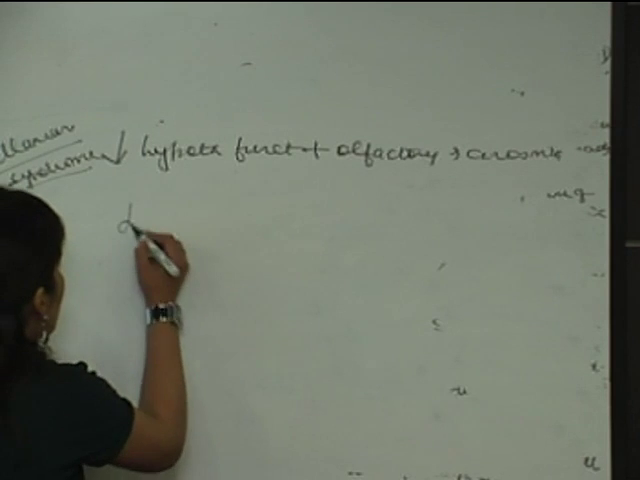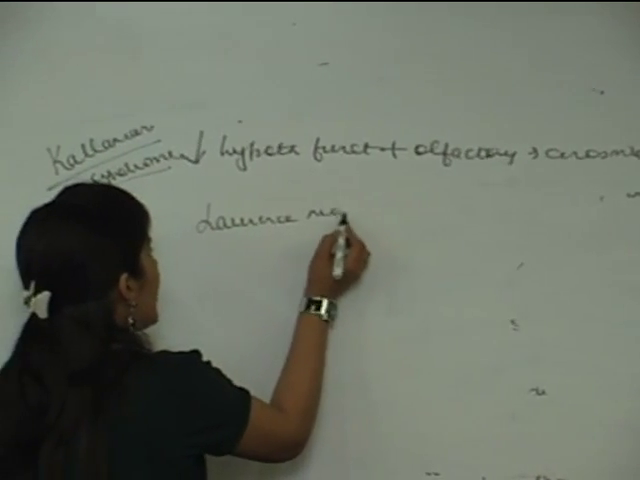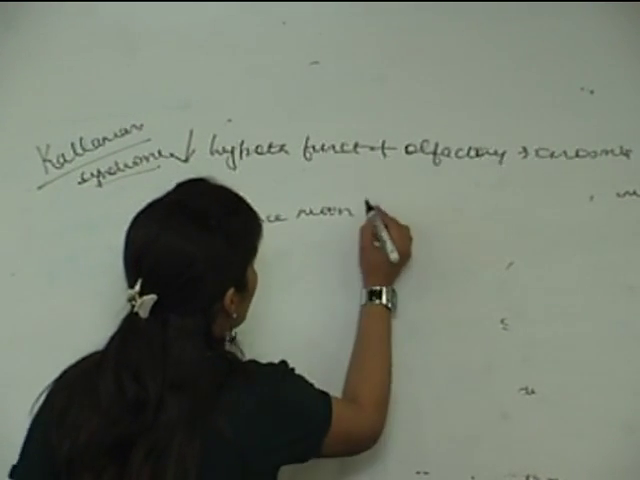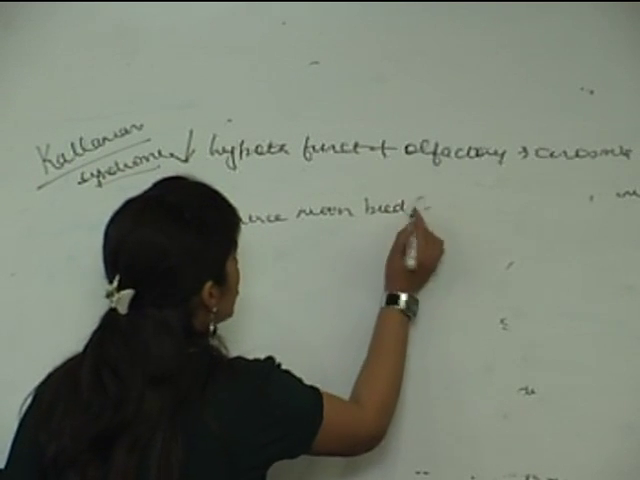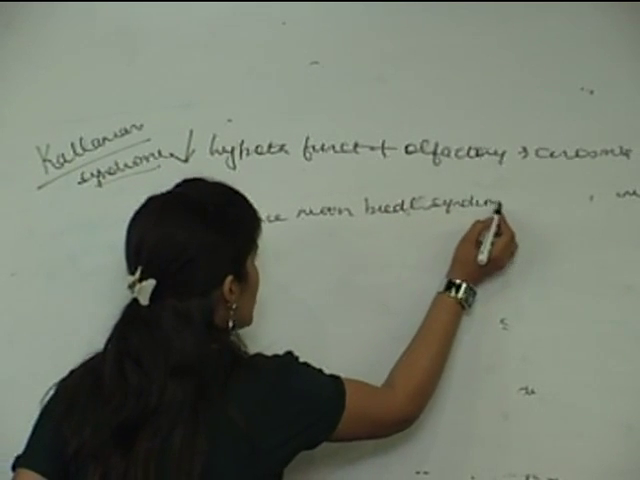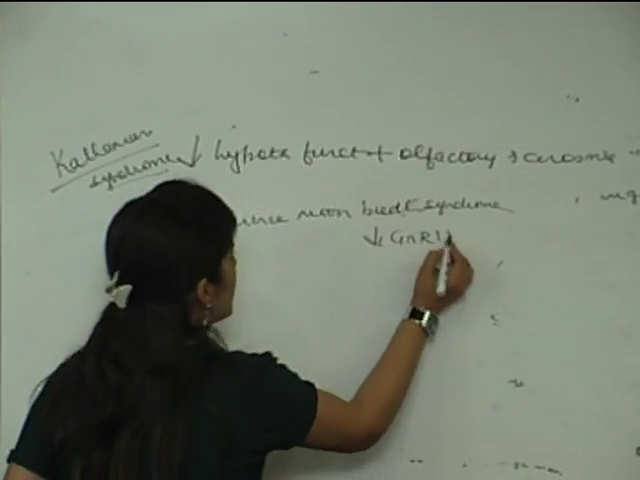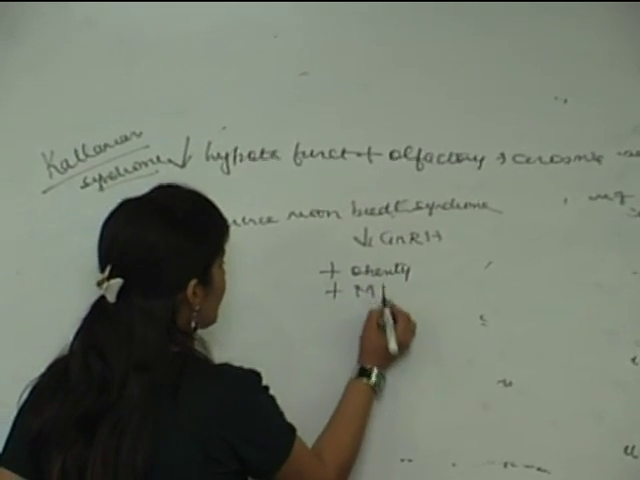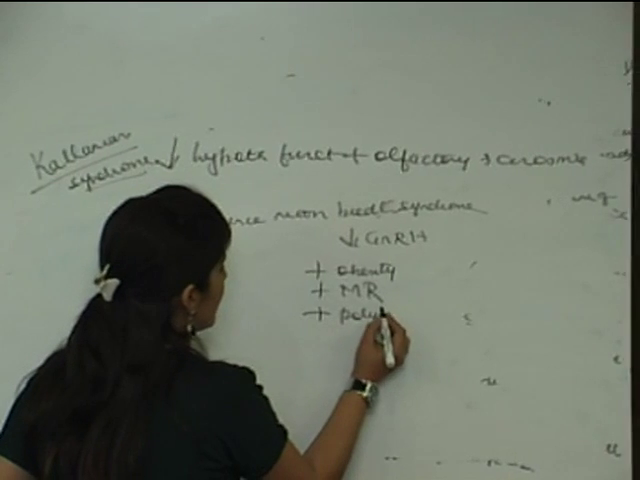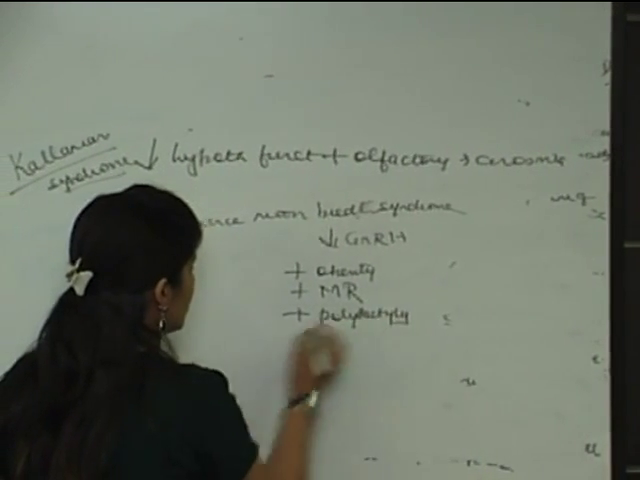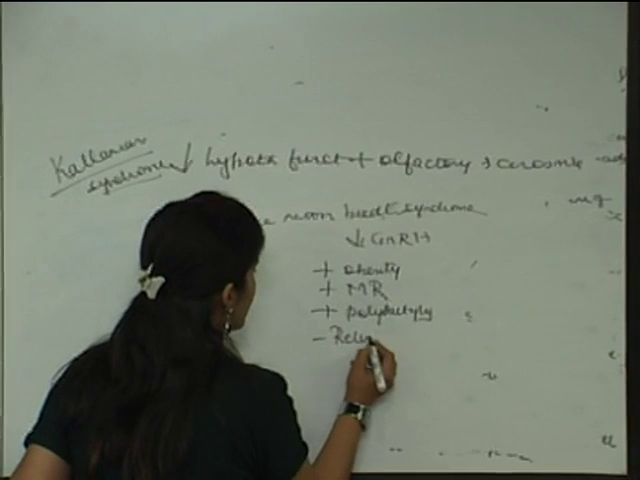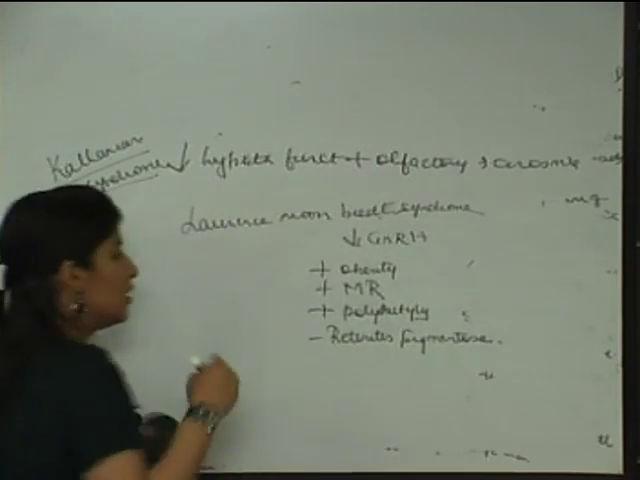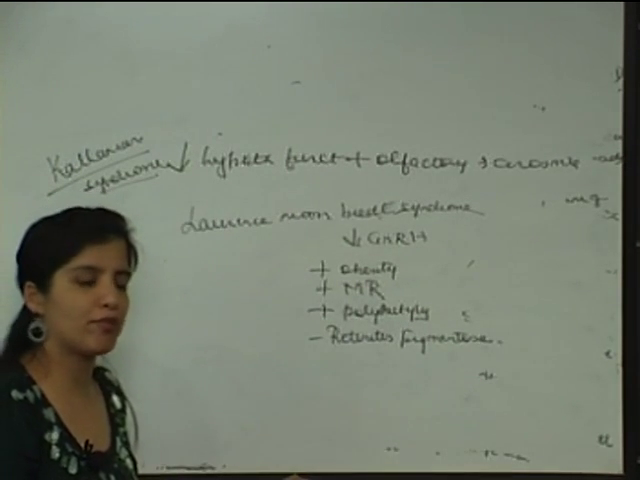And next was Lawrence-Moon-Bedell syndrome. Again in Lawrence-Moon-Bedell syndrome, their problem is that there is less GnRH secretion, there is decreased GnRH, which will lead to amenorrhea, plus there will be obesity, mental retardation, polydactyly, and retinitis pigmentosa. That is all we have to know in case of primary amenorrhea.